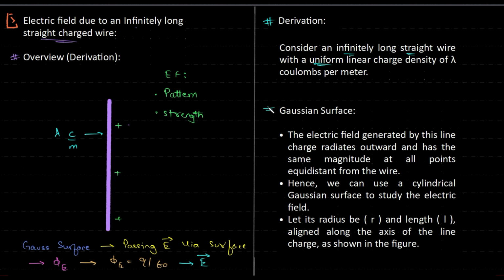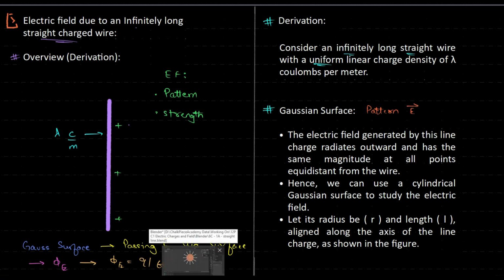Now the question of the Gaussian surface. See, for the Gaussian surface, the first thing is we need to look into the pattern of what? The passing of the electric field through the surface, and then we come to a conclusion. Okay, first, let's look at the pattern of the electric field created by this particular structure.